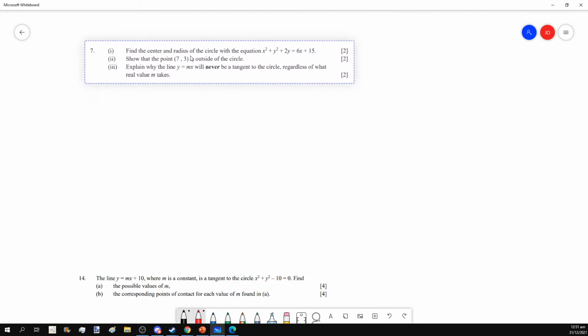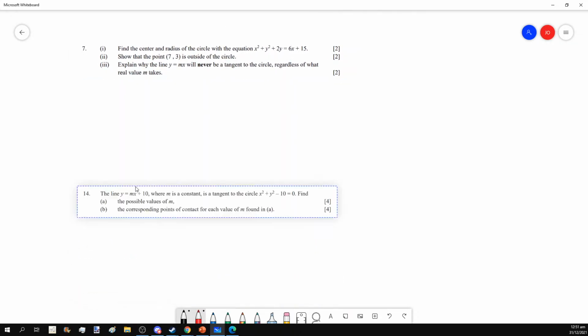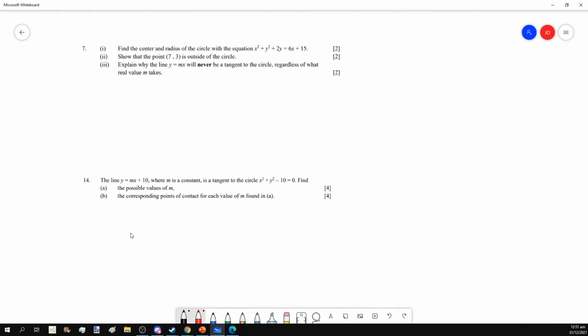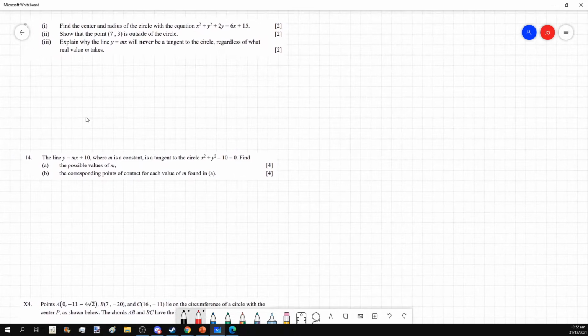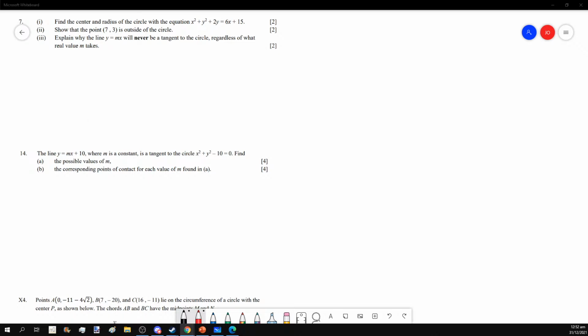Alright, so the first problem over here tells us, okay, can you find the center and radius of some random circle? And afterwards show that some specific point is outside the circle and explain why a line will never be a tangent. Extremely interesting stuff. So let us start with the first part. They would like us to find the center and radius of this particular circle over here.